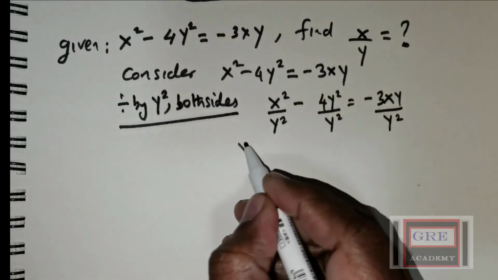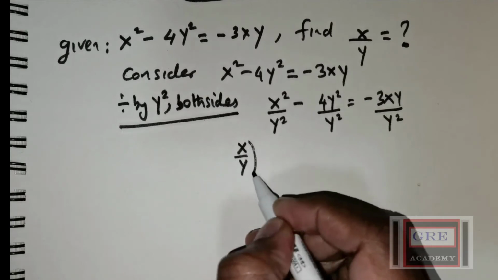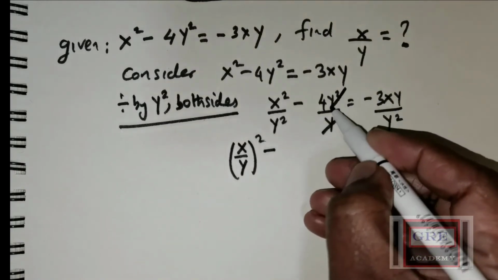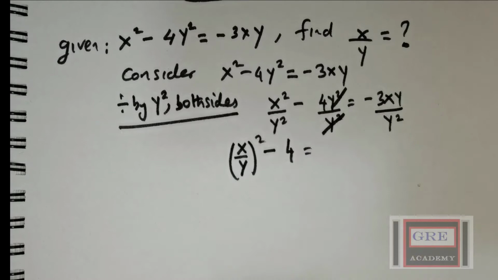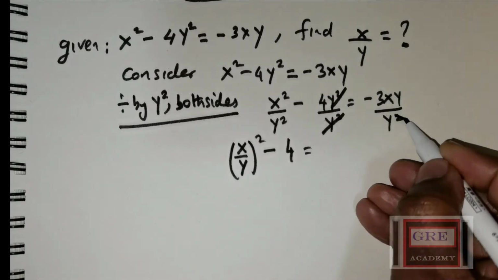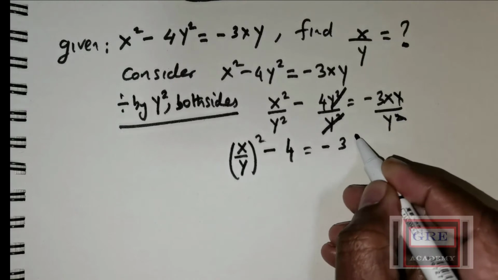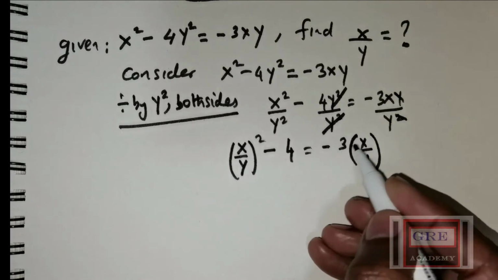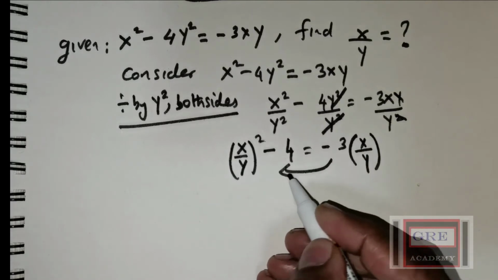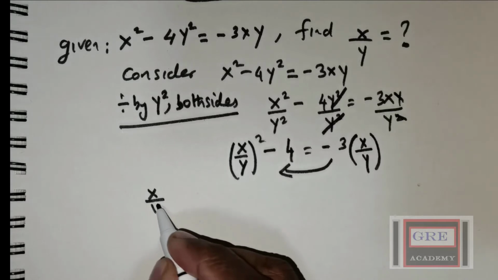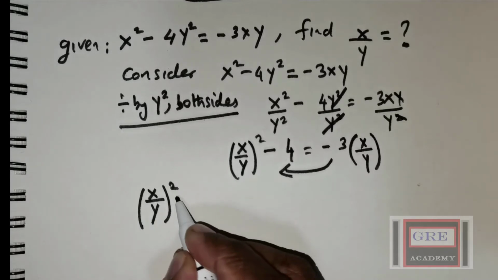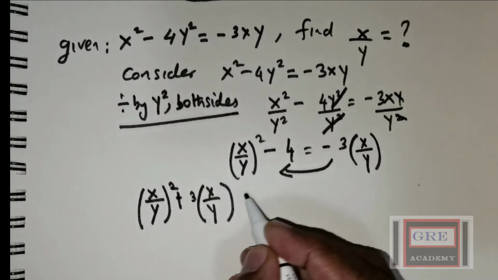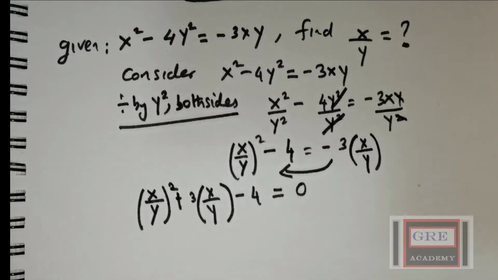Now I can rewrite this as x over y raised to the power 2 negative. Now clearly the y squared can be cancelled, giving me 4, and on the right side y would be cancelled, giving me negative 3 of x over y. This is what I've got. Now I can move this quantity to the left. That would give me x over y raised to the power 2. Negative would become positive 3 of x over y, and you got negative 4 is equal to 0.